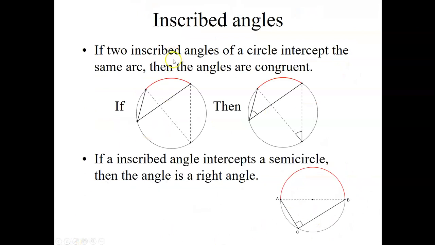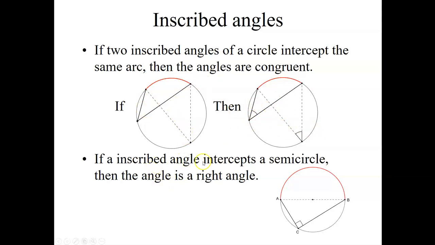All right, so then just a couple theorems that we talked about. If two inscribed angles intercept the same arc, those two angles have to be the same. So this angle and this angle are both inscribed angles. They have the same intercepted arc, the same arc inside of them. So this angle is half of this arc, and this angle is also half of this arc.